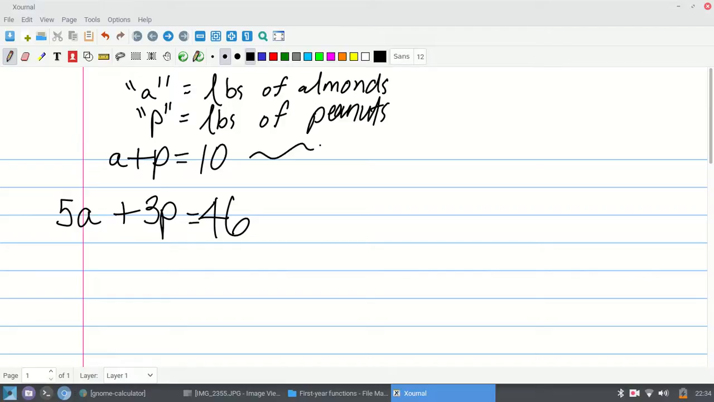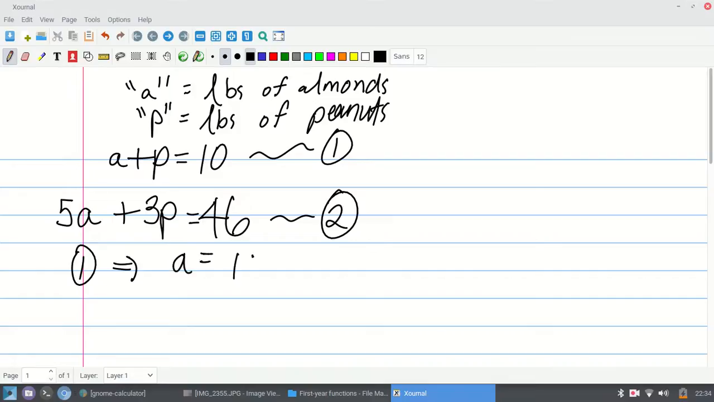There are two ways to do this. I'm going to call these equation 1 and equation 2. One is elimination, the other is substitution. Substitution seems to be the easier way to go for most students. They understand it best, so I'm going to do that. If you're good with elimination, do it that way. So equation 1 implies that A equals 10 minus P, and notice I'm choosing to isolate A first. If you want to choose P, it doesn't matter.